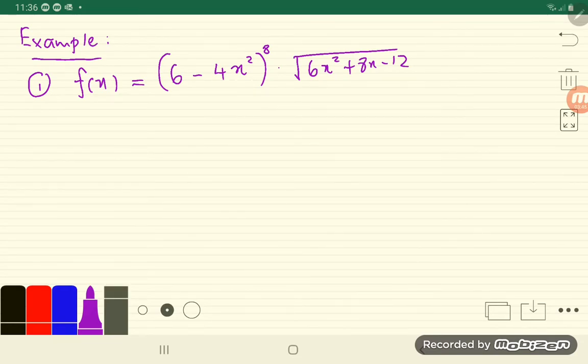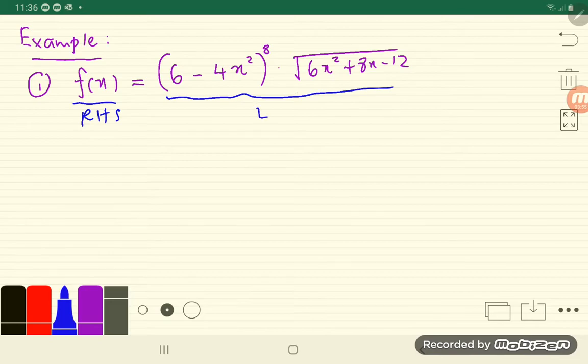Okay, what we can do now is, first, let us try to put ln on both sides. What I mean by both sides, this is your right hand side, this is your left hand side. So we have two sides here. So what we can do now is, first, try to put ln on both sides. So you are going to get ln of f(x) is equals to ln of (6 minus 4x to the power of 2) to the power of 8.